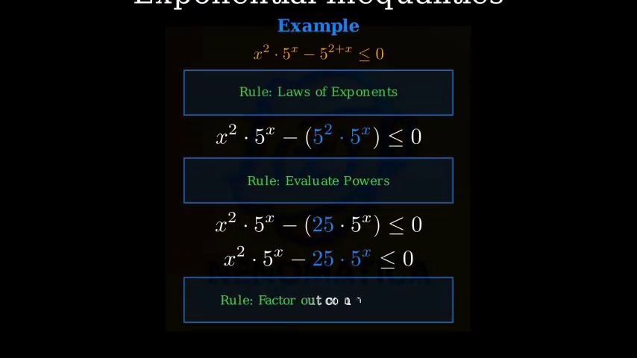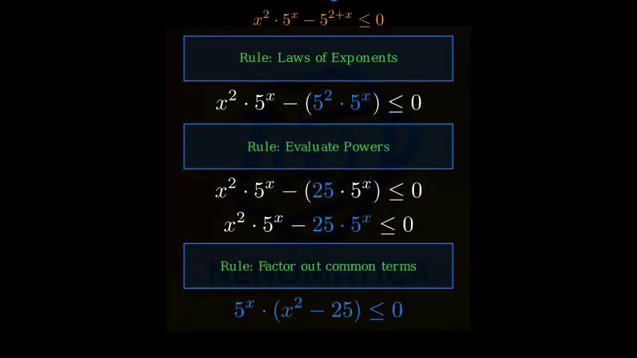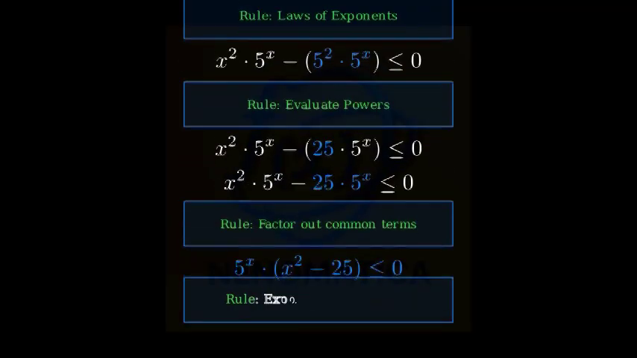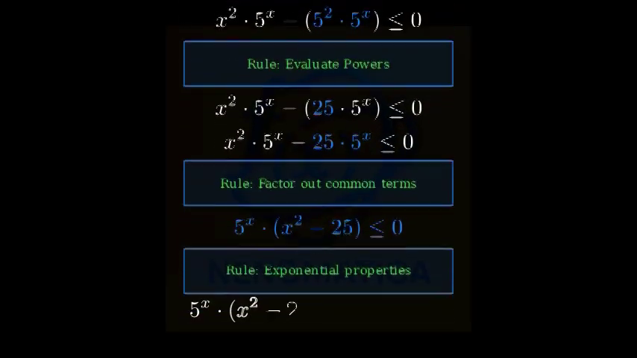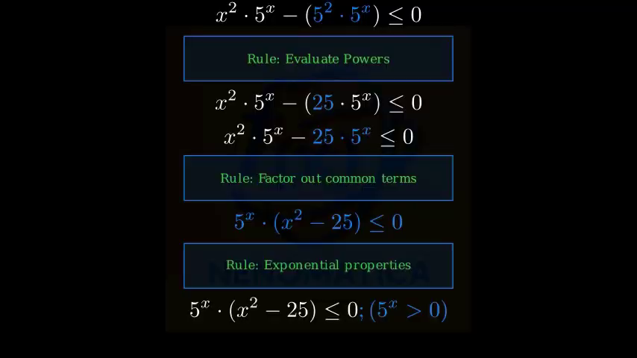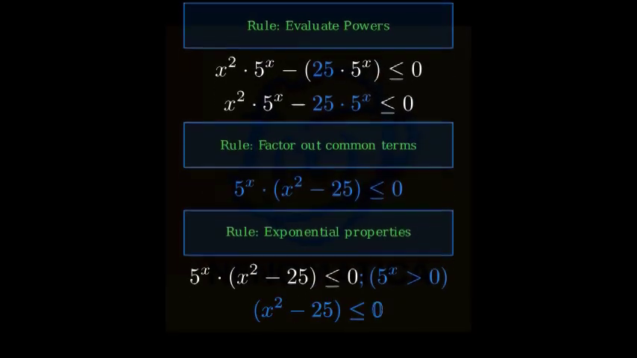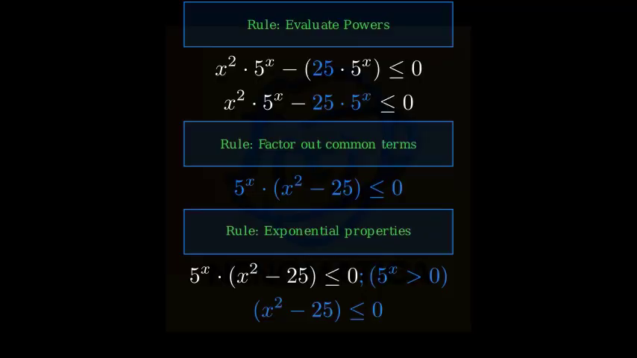Let's factor out the common term 5 to the power of x from both terms. It's important to note that 5 to the power of x is always positive for any value of x. This is because 5 is positive, and any positive number raised to any power remains positive. Since 5 to the power of x is positive, we can divide both sides by it without flipping the inequality sign. This gives us x squared minus 25 is less than or equal to 0.